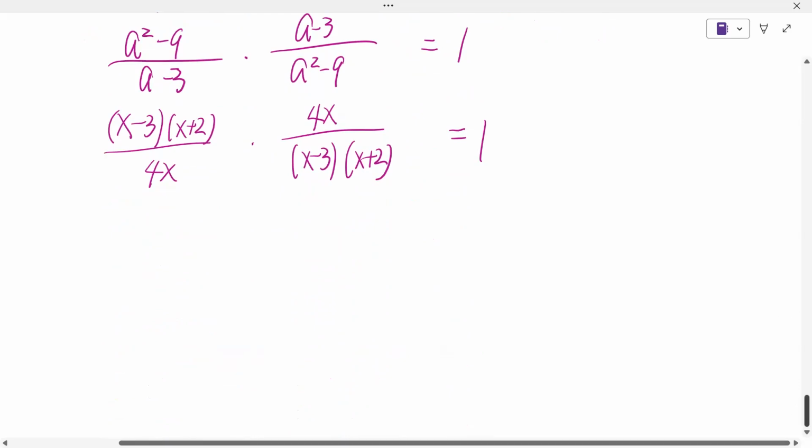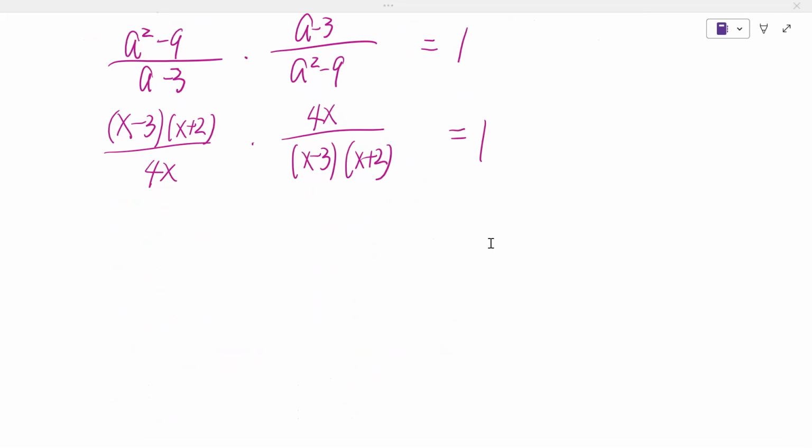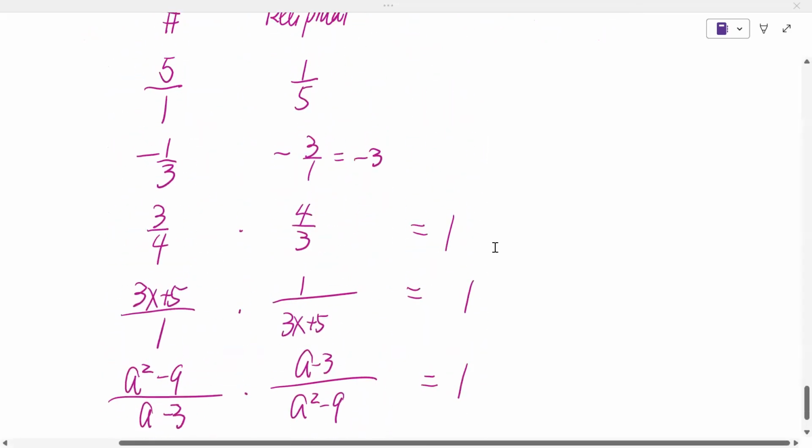Yes, I have a question. Sure, yeah. When you put -1/3 and -3/1 as reciprocals, it's equivalent to -3. Why is it equivalent to -3 and the others are equivalent to 1?